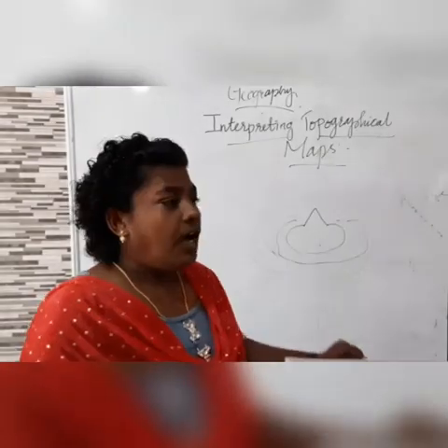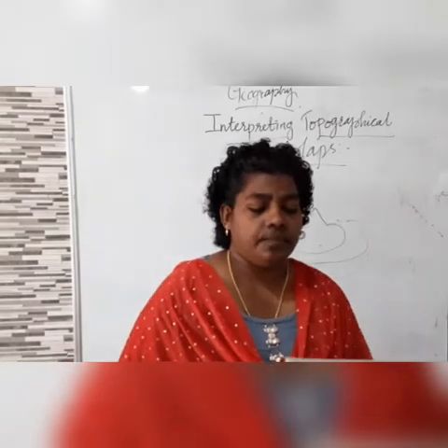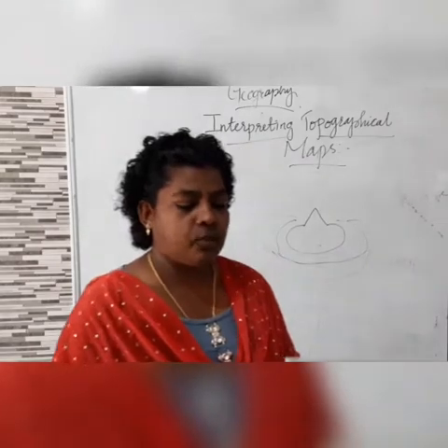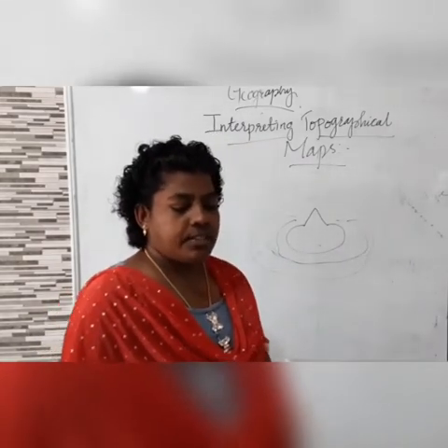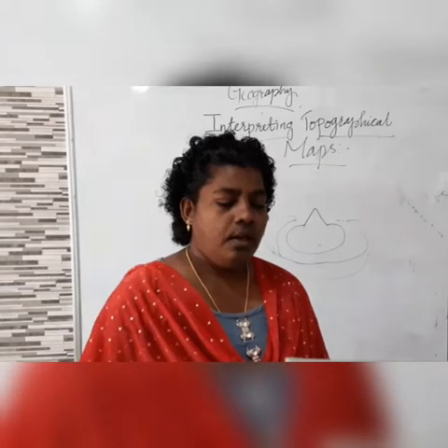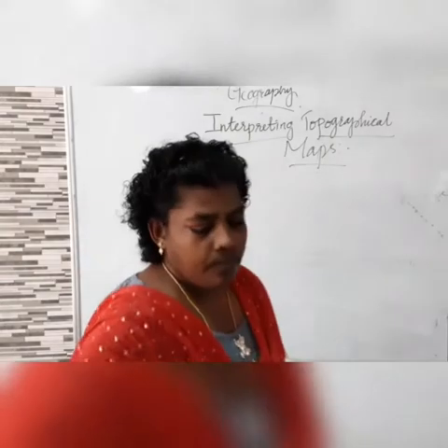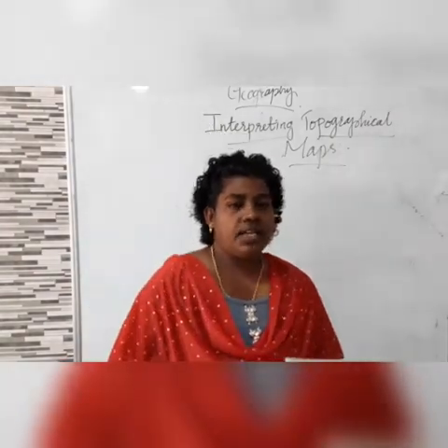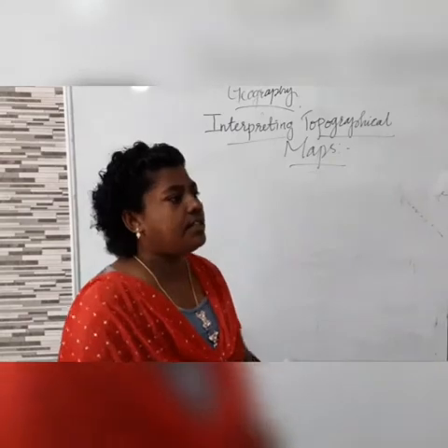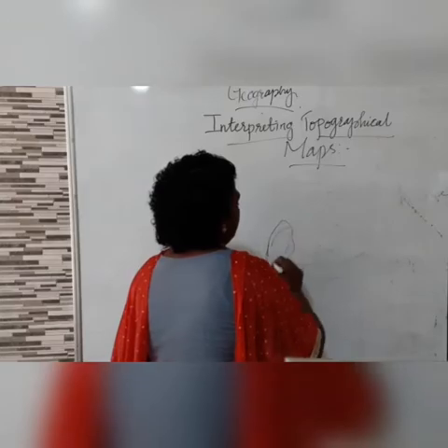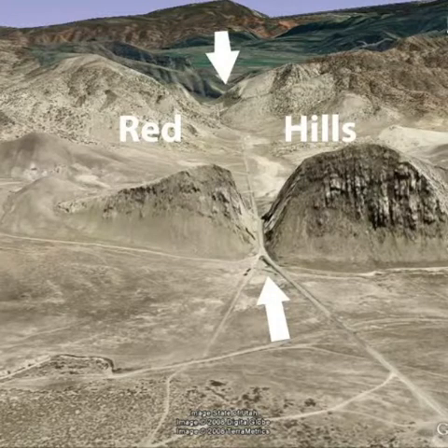Did you understand? And how will you identify ridges? A ridge is a long and narrow elevation that has steep slopes on either side and stands out from the surrounding lowlands. What is a ridge? A ridge is a long and narrow elevation. Okay, ridges in the sense it will be like this. Long and narrow elevation. It is continuous.